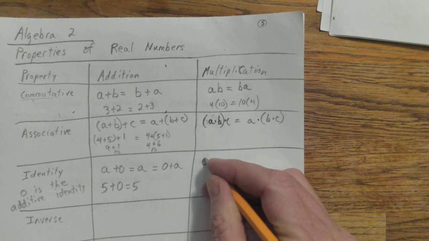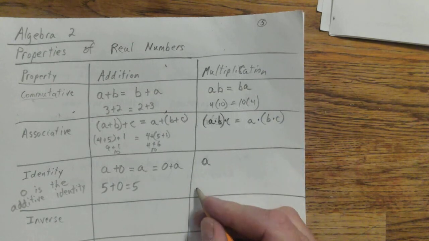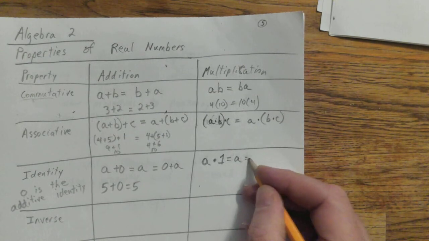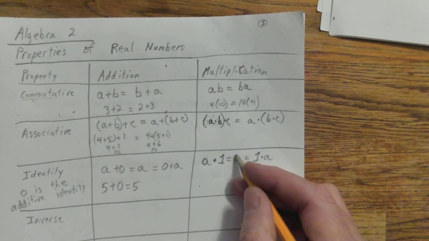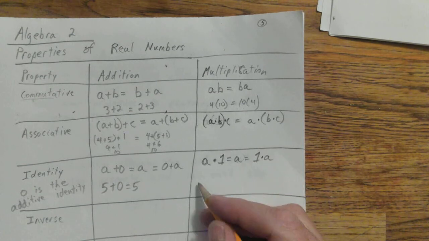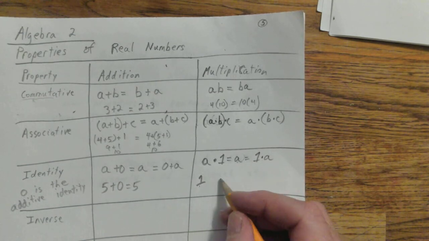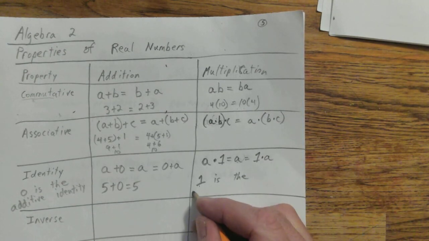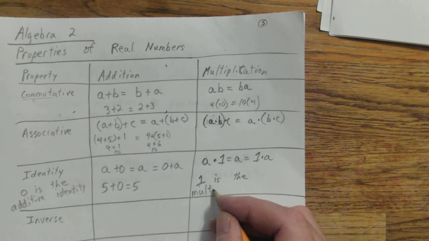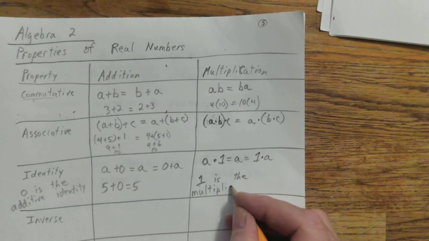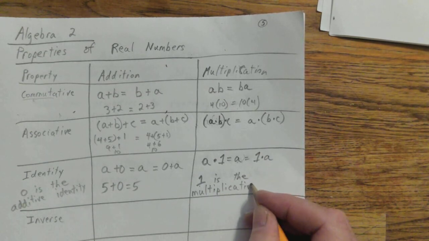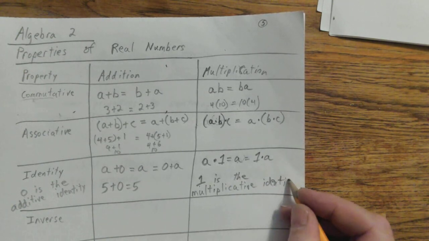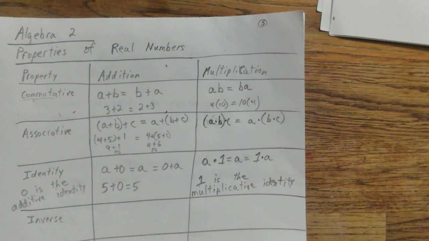Multiplication. What is the multiplicative identity? It would be 1. A times 1 is equal to a. That's the same as 1 times a. When you multiply by 1, you get the same number. And let's just write here, 1 is, here's a good word, lots of syllables, multiplicative identity.